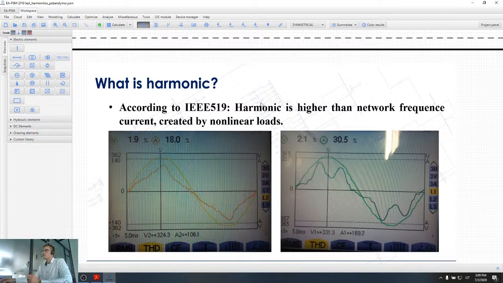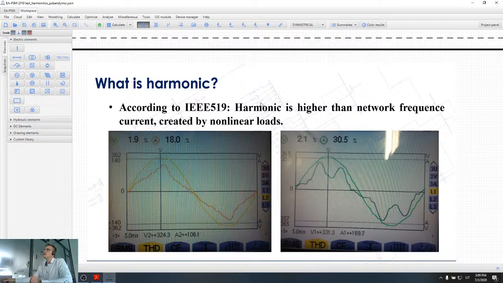So these harmonic currents have a much greater frequency. For example, if we are talking about the fifth harmonic, the fifth harmonic will have 5 times greater frequency. This 5 times 50 is equal to 250 hertz. So this is the idea behind the harmonic. It's just a simple current, but with a greater frequency.